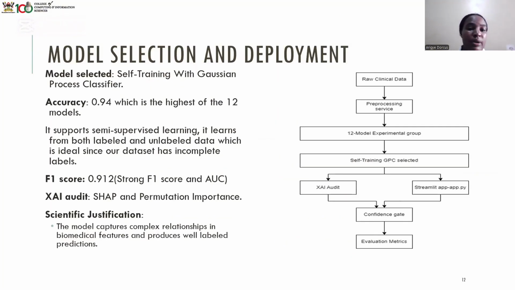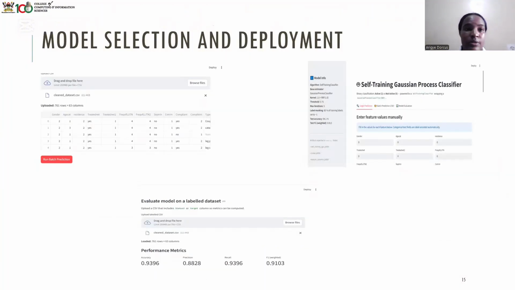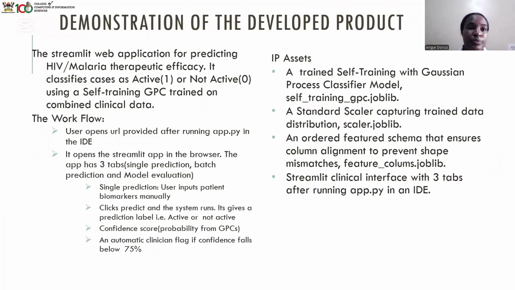So to improve transparency and interpretability, we incorporated Shapley additive explanations and permutation importance techniques. These methods allow clinicians to understand which biomarkers contributed most strongly to each prediction. These are the output results comparing label spreading with the self-training with GPC. Then this is the model selection and deployment results. Then the demonstration of the developed product.